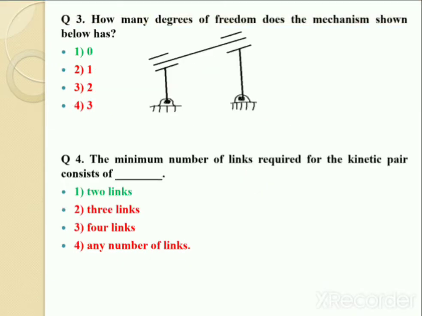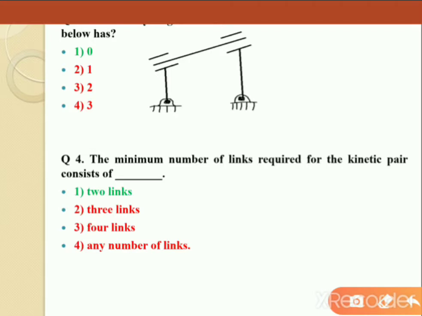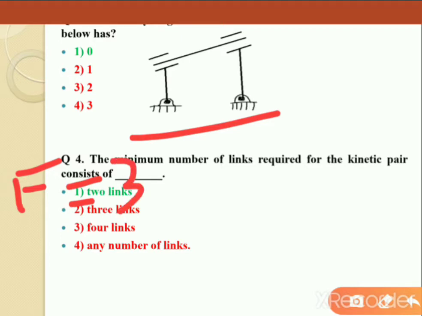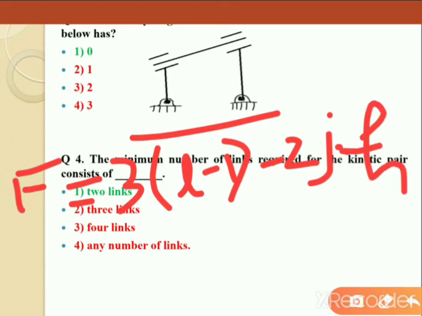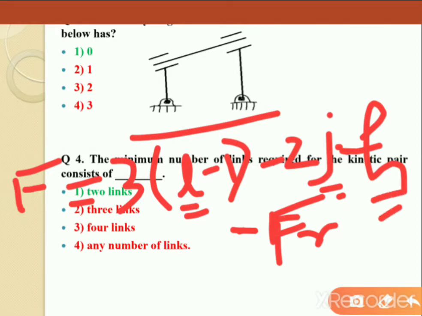Let's come to the next question. Question 3: how many degrees of freedom does the mechanism shown below have? They simply asked about the degree of freedom for that mechanism. From the Kutzbach equation, F equals 3 times (L minus 1) minus 2J minus H minus FR. L is the number of links, J is the number of joints, H is the number of higher pairs, and FR is non-desirable motion. FR comes in when non-desirable motions come into the picture.